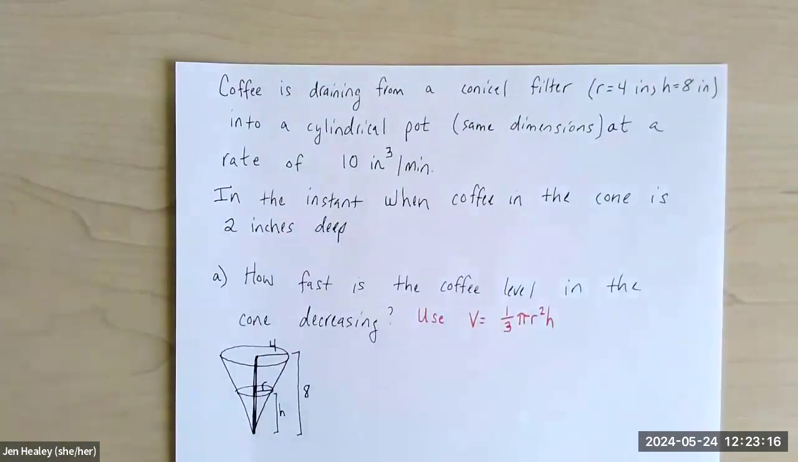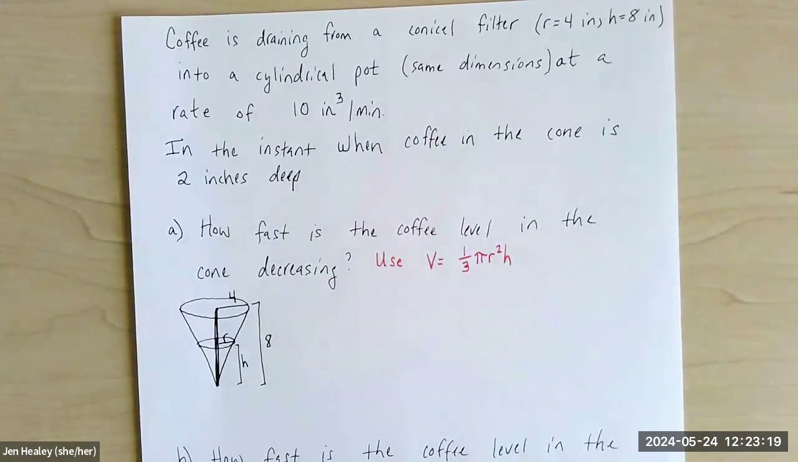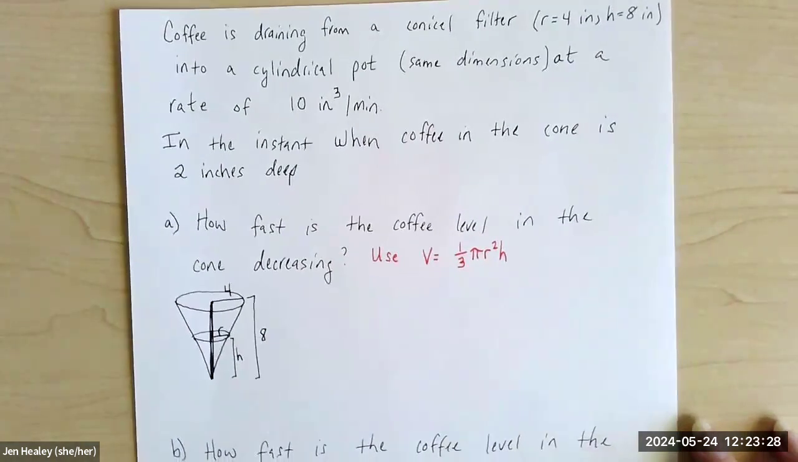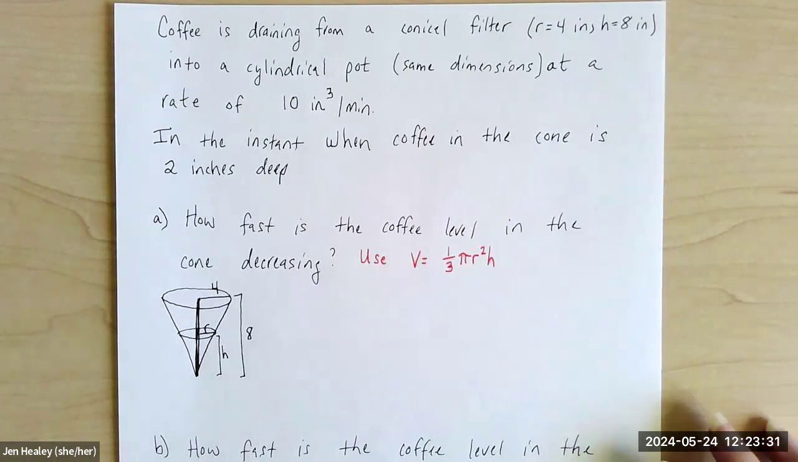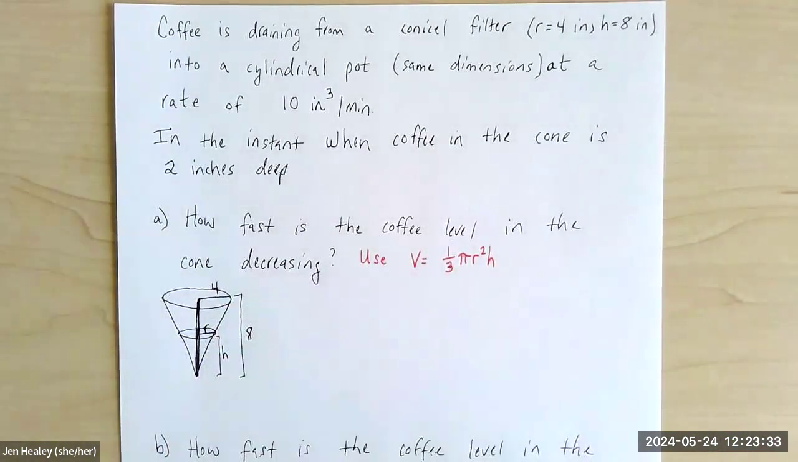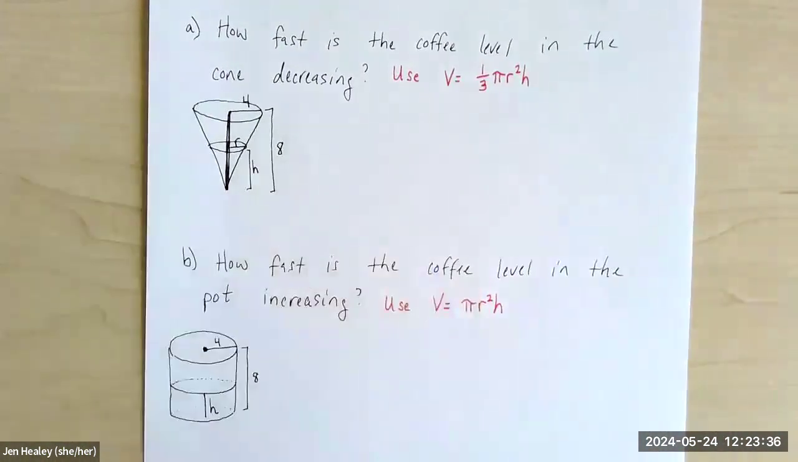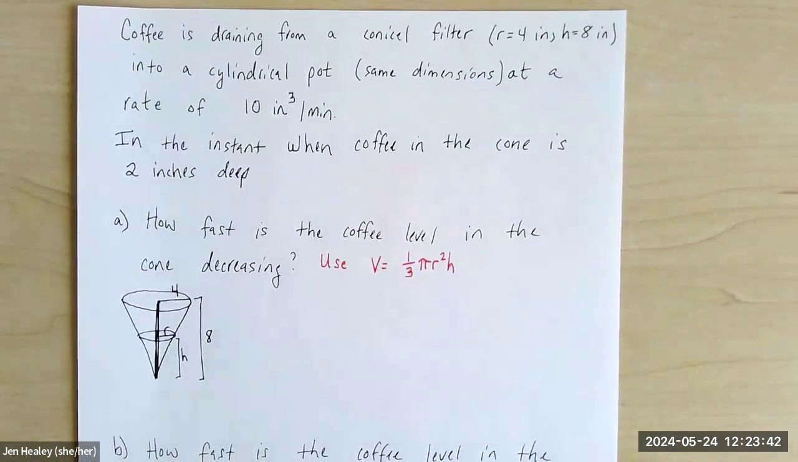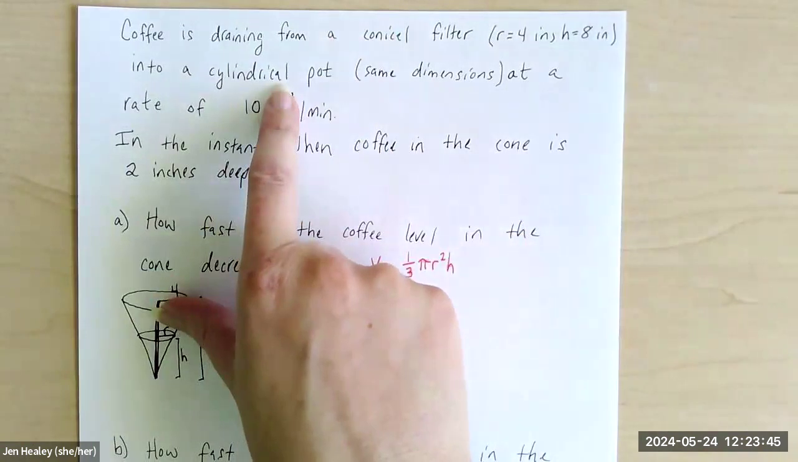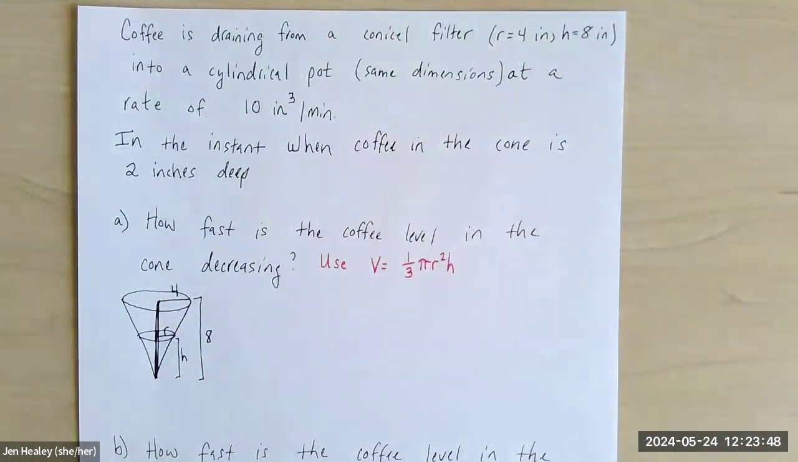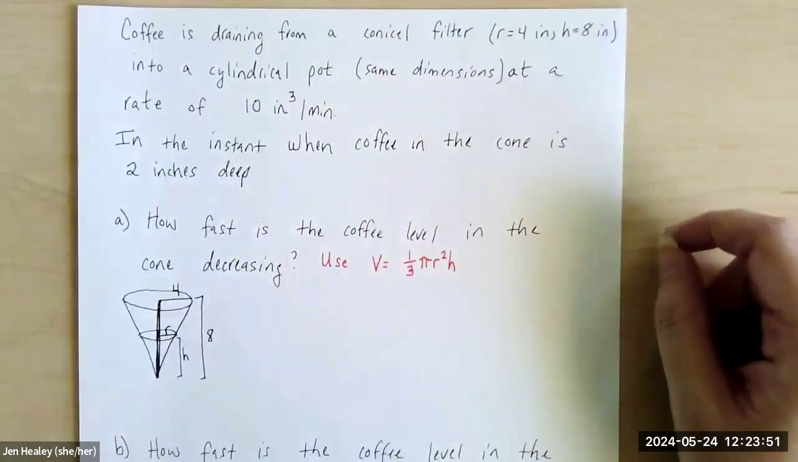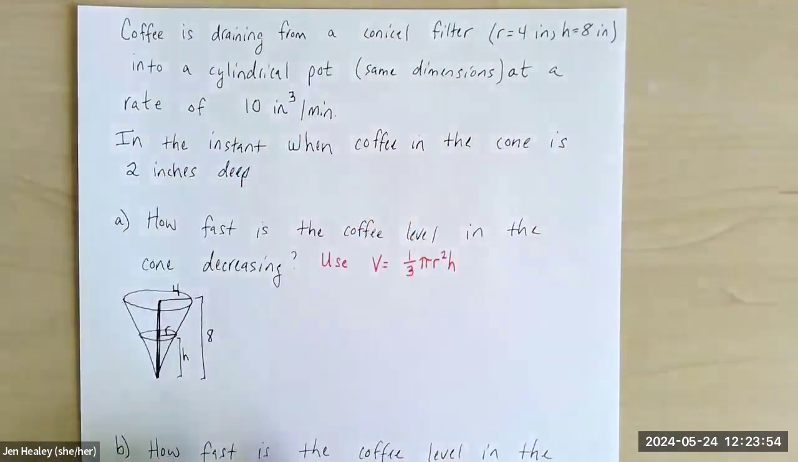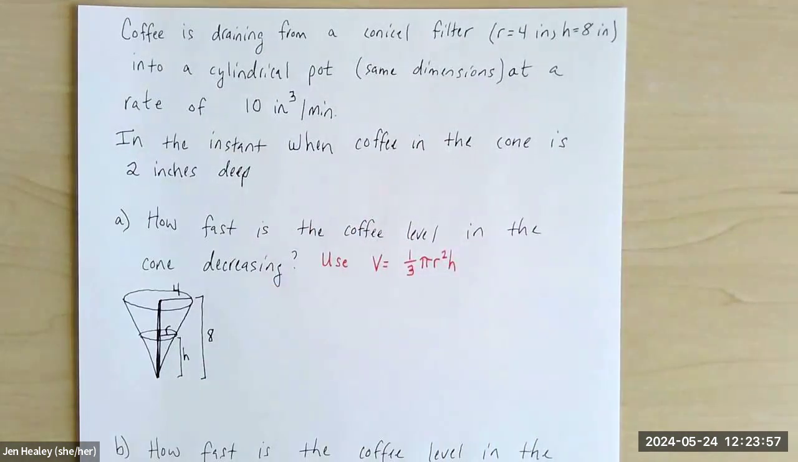Homework problems. One of them includes a coffee draining into a pot. And it says that the coffee is draining from a conical filter. So it's cone shaped. So there's coffee in here and it's pouring into our coffee pot, which is a cylinder. And they're telling us that both the cone and the cylinder have a radius of 4 inches and a height of 8 inches. So same dimensions. The coffee's draining from the cone into the pot at a rate of 10 inches cubed per minute.